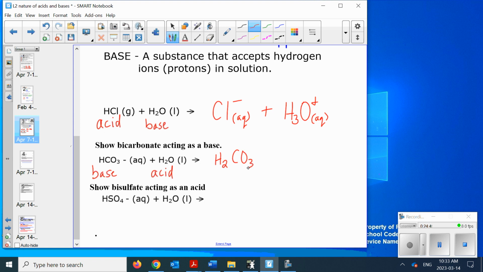H2CO3. When it gets that positive charge from the H plus, it adds to the negative one on the bicarbonate, so that is zero. That's aqueous. The water lost one of the H's. You might think hydroxide. Don't write it as HO though. I want you to write that as OH, because that's the proper way to write hydroxide. It reverses.